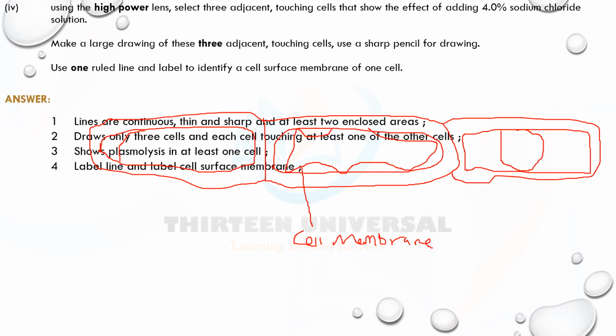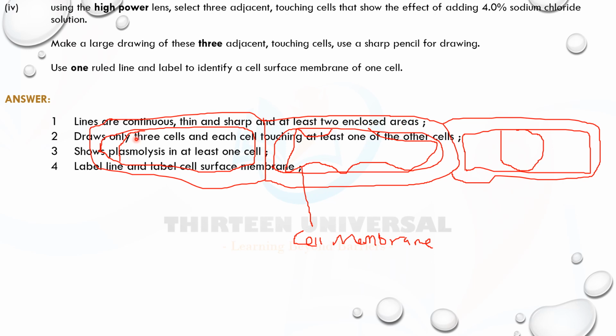So look at it. You can see this says lines are continuous, so your line must be continuous. It must be thin, so you don't have broken lines. You lose 1 mark for this. These 4 marks, all these points, each of them is a mark. So if you miss any of these, you lose a mark. So it must be continuous, no broken lines. It must be thin. Don't use pencils that are not sharp. Use a sharp pencil, and at least 2 enclosed surface areas.